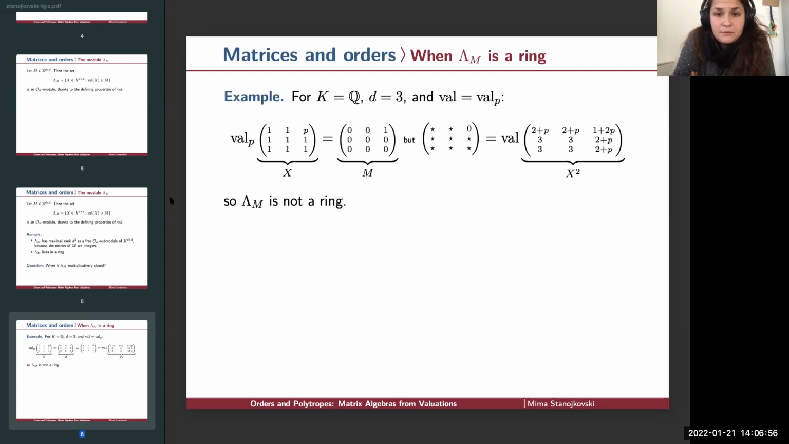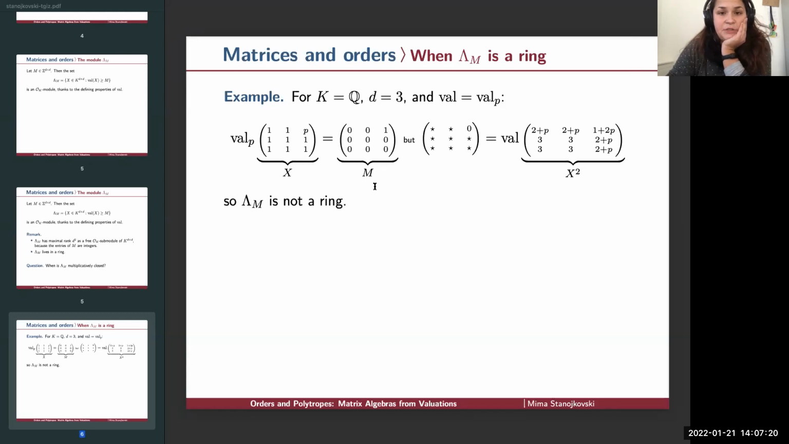So yeah, for an element in Q, we have a numerator and a denominator. We just look at the number of times that p divides the numerator, the number of times that p divides the denominator, and then we take the difference of these values, and this is the p-adic valuation of any element. So if we look at the p-adic valuation of the matrix X here, what do we get?